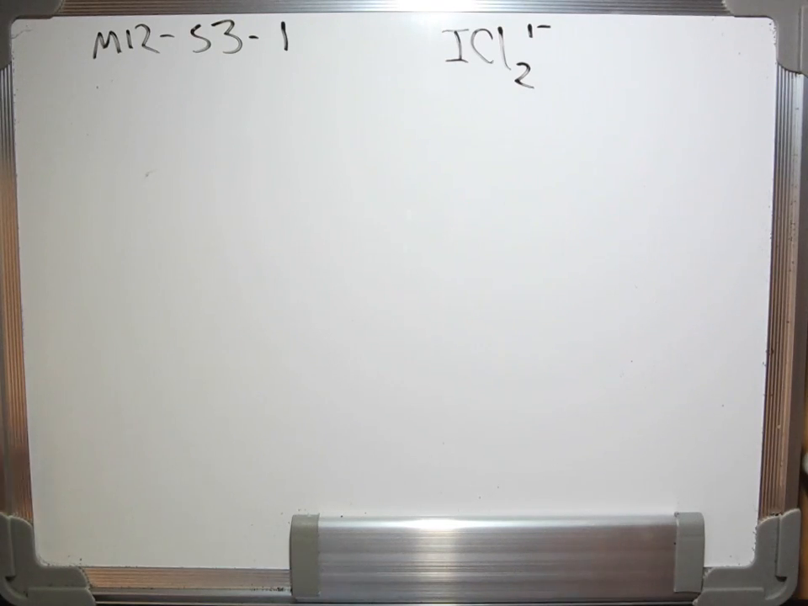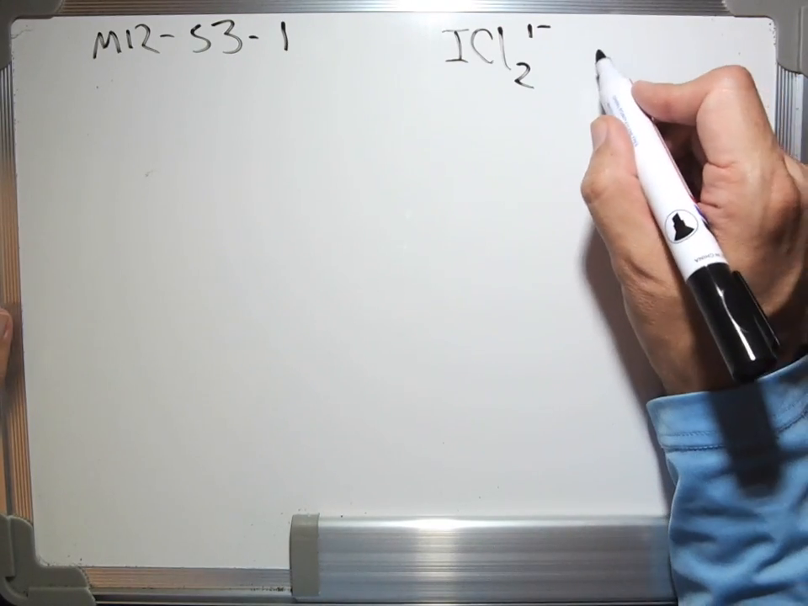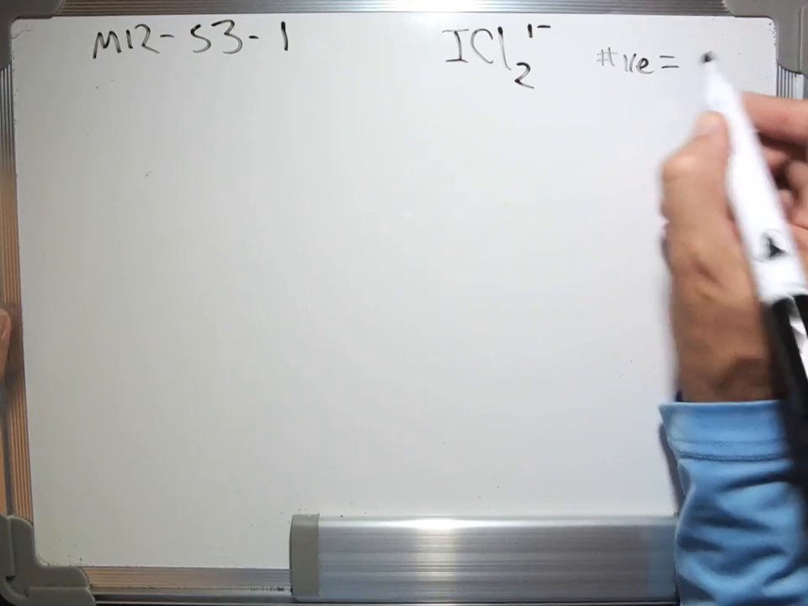Module 12, problem set 3. Here we're asked to come up with a Lewis diagram and to assign formal charges to all atoms in ICl2 minus 1. Let's begin by identifying how many valence electrons we have.